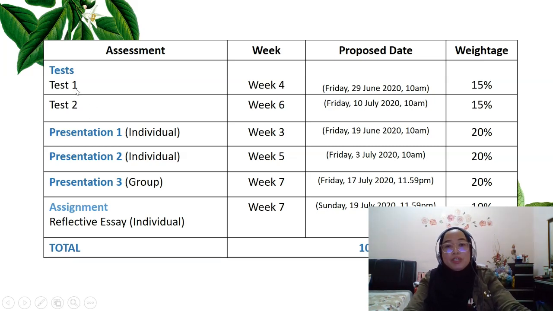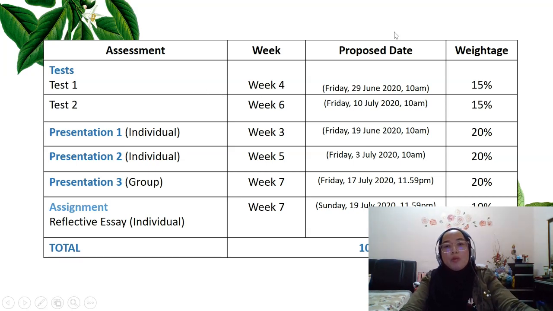For the first test, which will be in week 4, as you can see here, it's 15% for both test 1 and test 2. And I have given you a proposed date. Both test 1 and test 2 will be done online. It's an open book test, but because it's an open book test, it's not going to be very easy. I shall be talking more about the test before we go for the test.